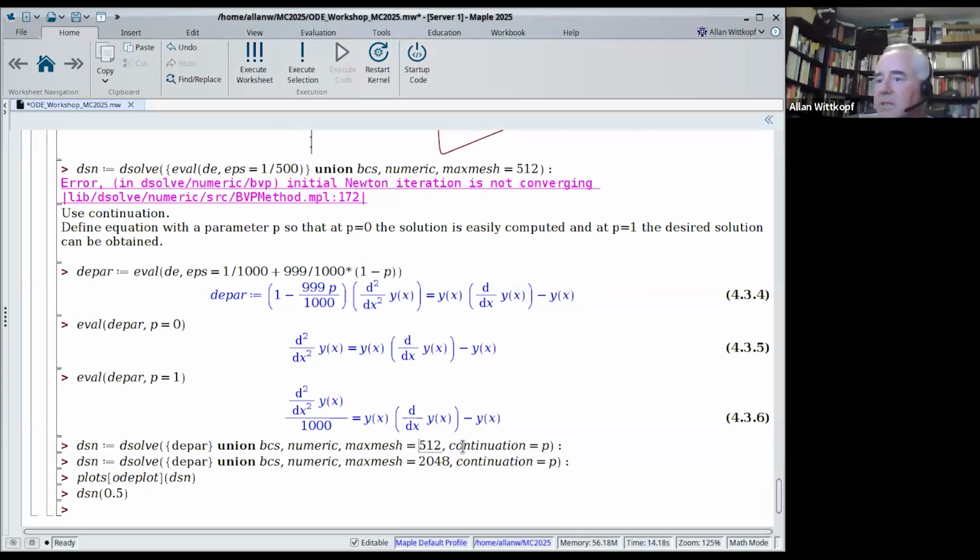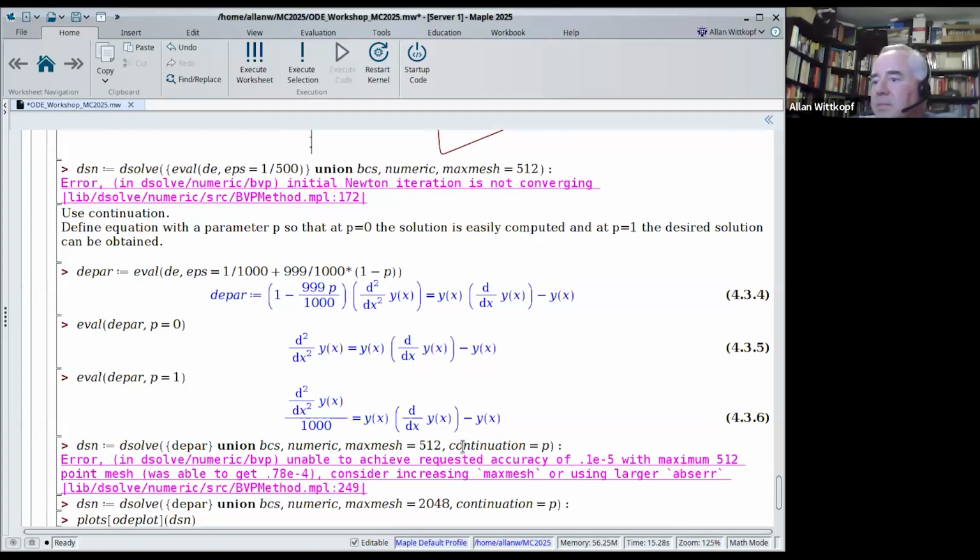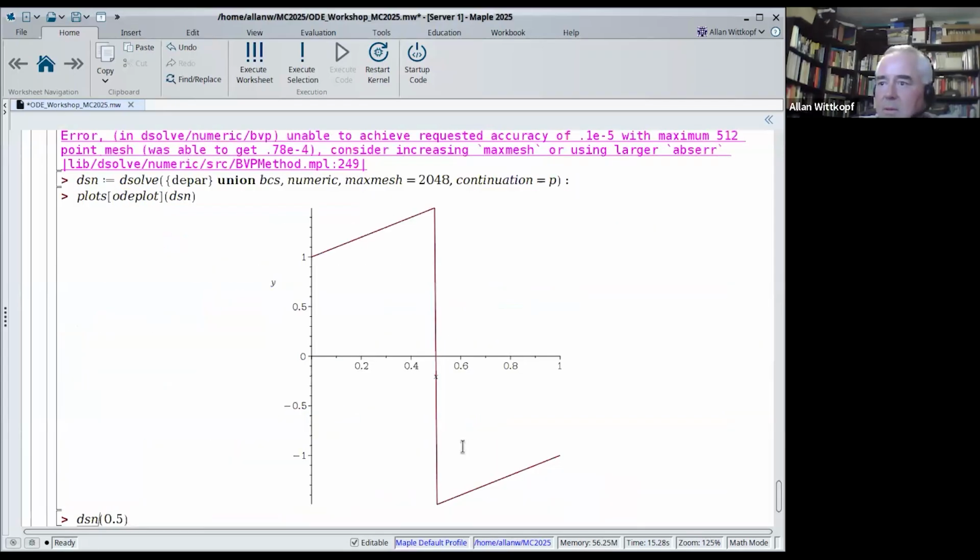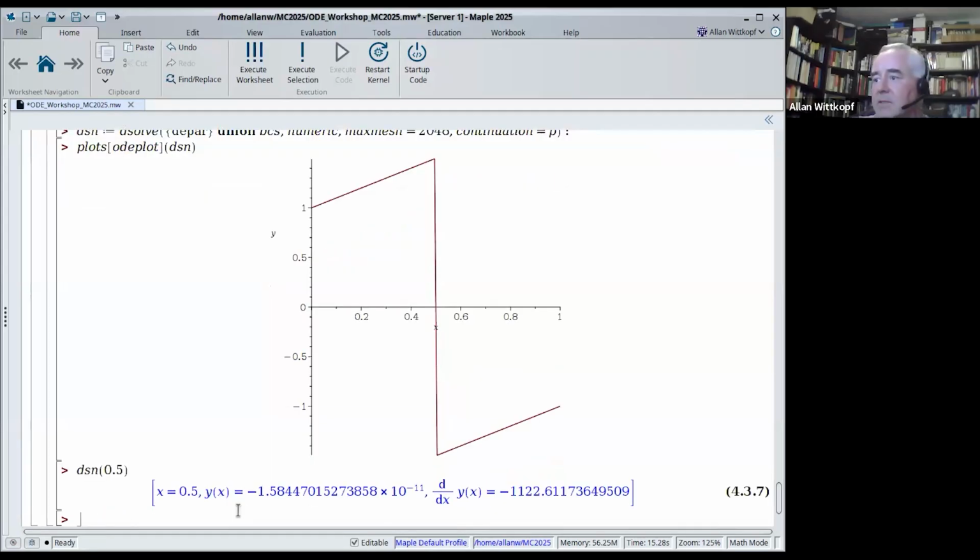Okay, so we try to use continuation with the 512-point mesh. And now it tells us, oh, okay, mesh size, you have too few mesh points. So increase it. And if we do, we get our solution. And you can see this is an extremely sharp interior boundary layer that we've just managed to resolve using continuation. Okay. Continuation is a very powerful tool for finding ODE solutions, but it definitely requires some degree of trial and error and human interaction to figure out what a good continuation is.